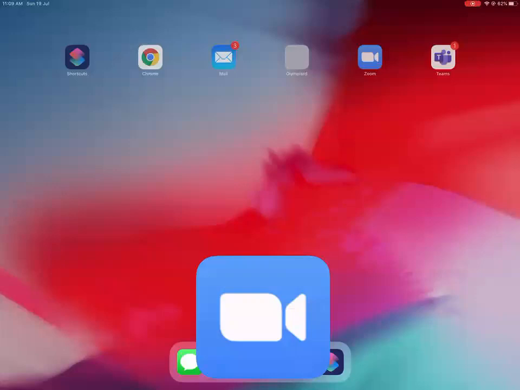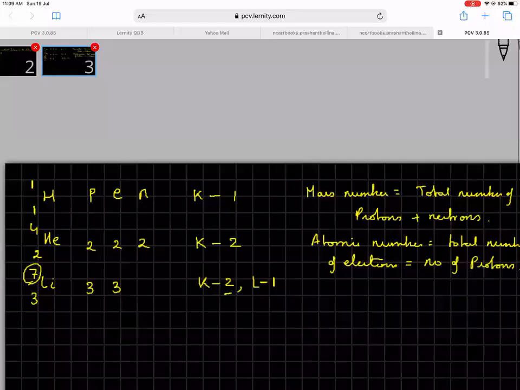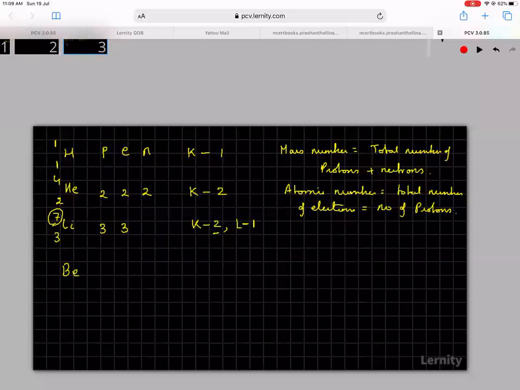So, I want you to write the electronic configuration for beryllium. Beryllium has atomic number 4 and it has mass number 9. The electrons go to the different shells, the K shell first. K shell has a maximum of 2 electrons. Then after that they will go to the L shell. L shell has a maximum of 8. So 2 is less than 8, no problem. So K will have 2, L will have 2.